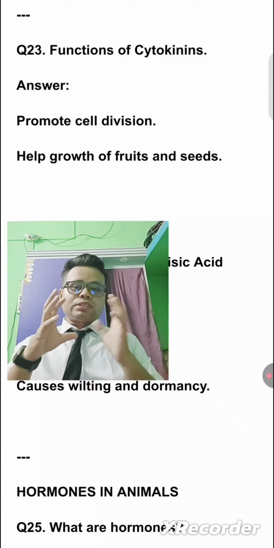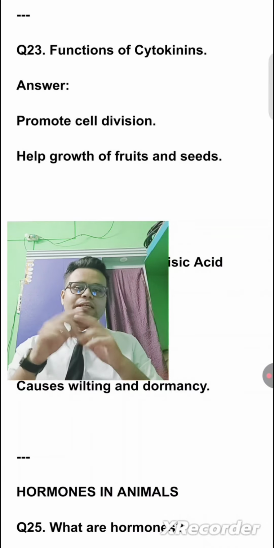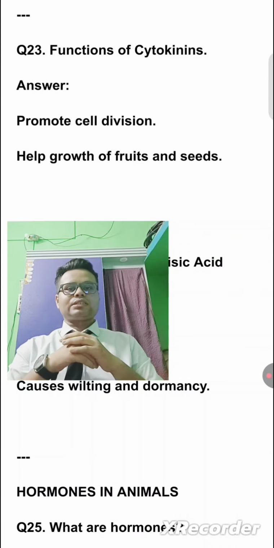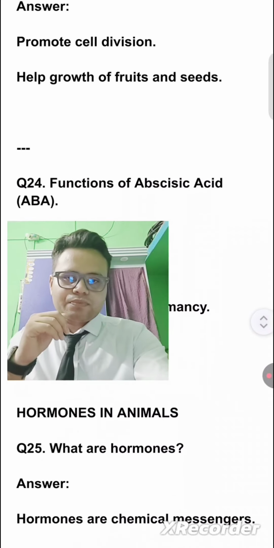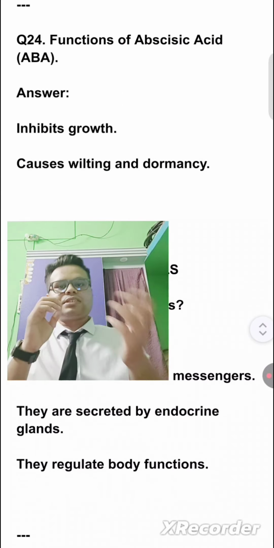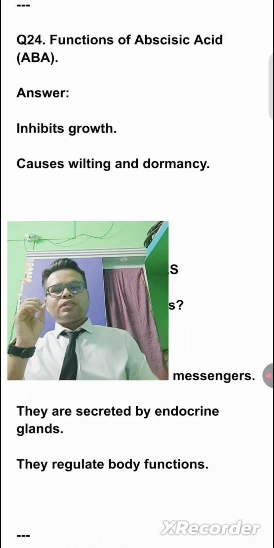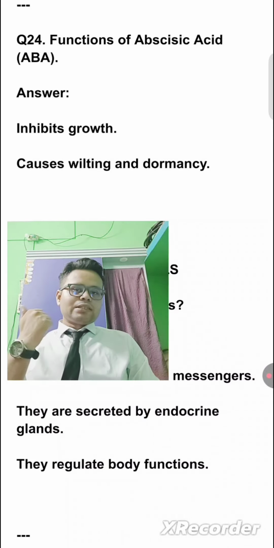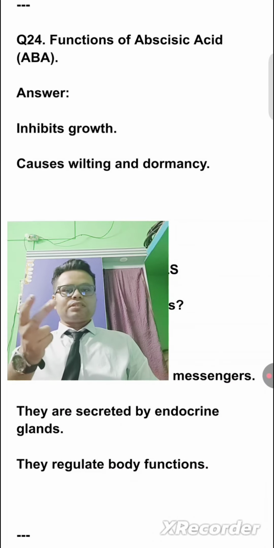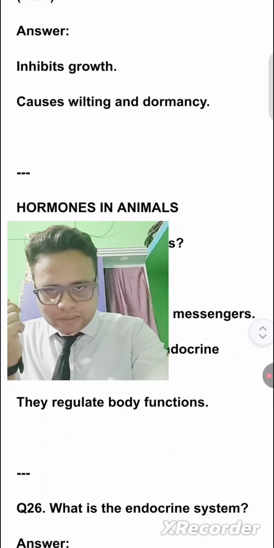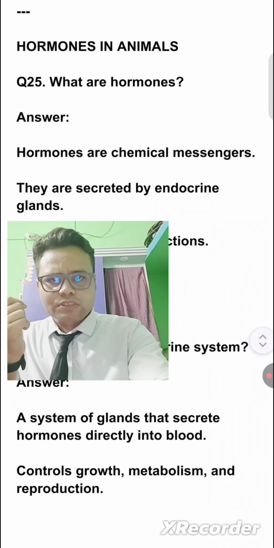So promote cell division first of all, and number second, help growth of fruits and seeds. That comes under the cytokinins class. Okay. Next, function of abscisic acid, ABA. So inhibit growth. Second, causing wilting and dormancy. Okay, wilting and dormancy.